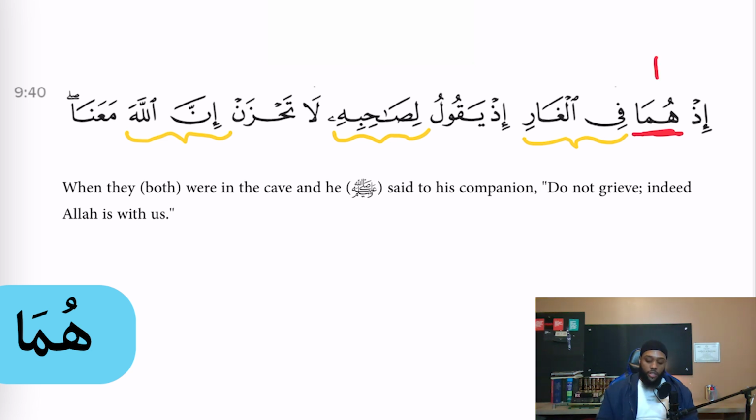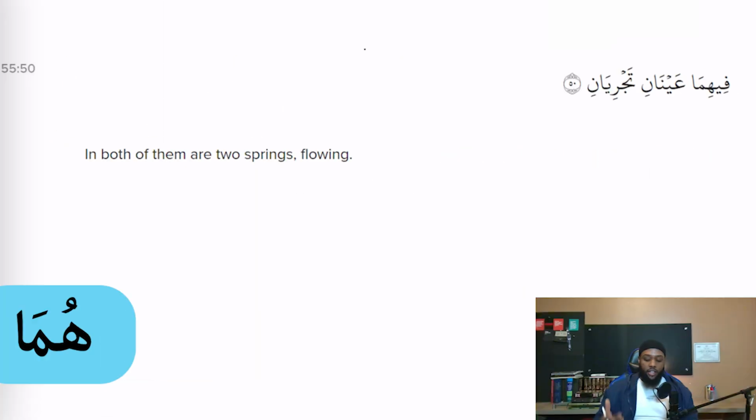So just a quick note here about huma. In the dual form, there is no change to its wording to signify masculine versus feminine. It's used for both, right? So whether I'm talking about two males or I'm talking about two females, it's huma regardless. Let's take a look at one more example for huma to see how it changes in its attached form.